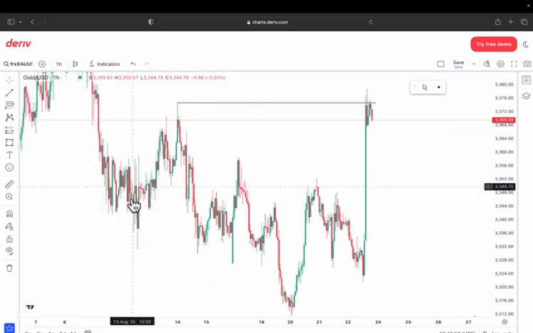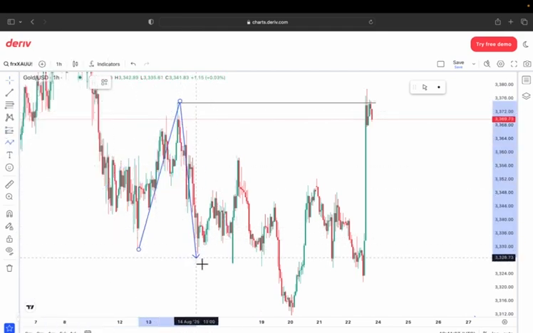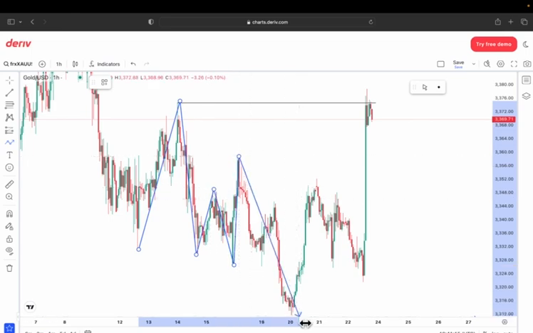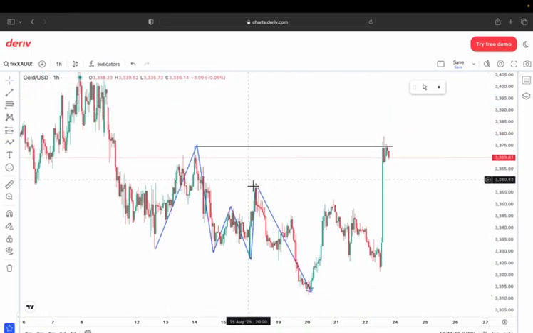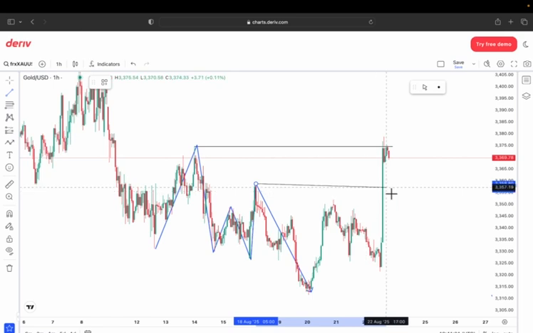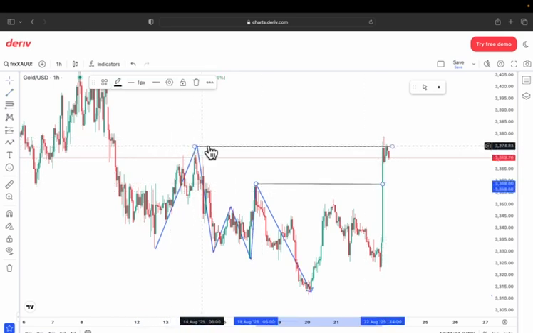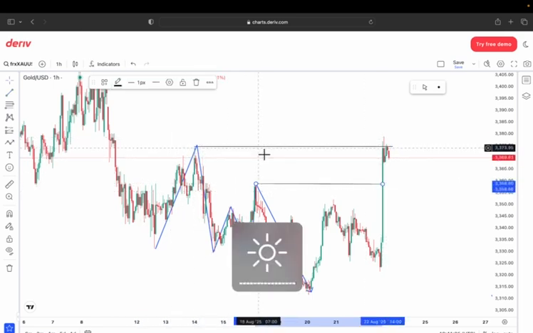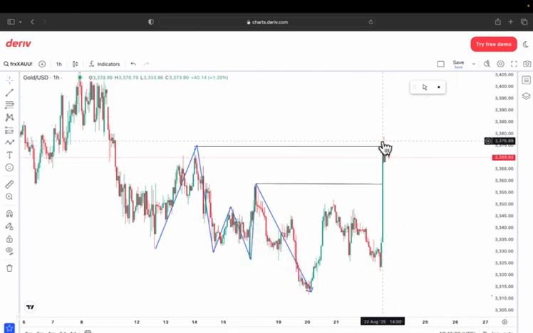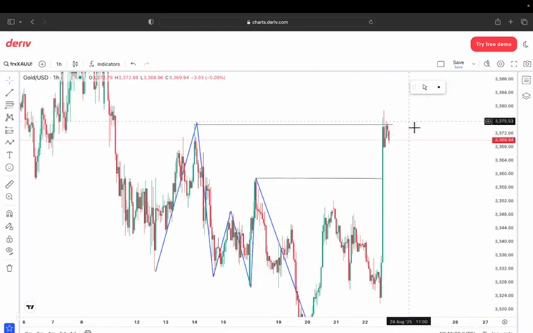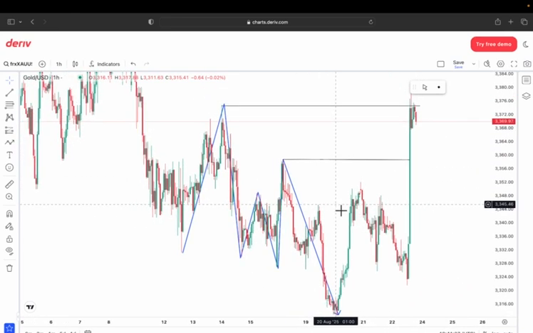If we put this disruption, we're just giving an instance. So this was swept out. So now we have this as the inducement, and this as the disruption. And you remember what I taught you? I said when the disruption is taken out with the body of the candle, we look out to buy. In this particular trend, we look out to buy.